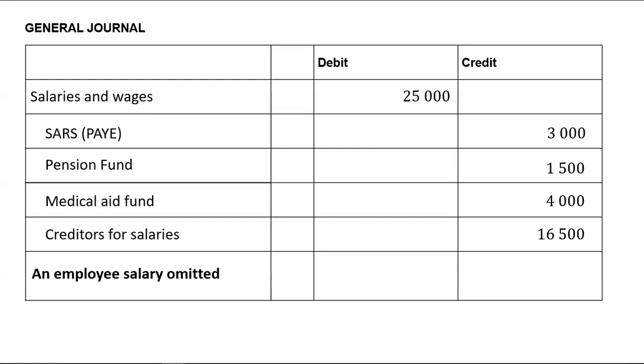Okay, so we credited liabilities in this case. We debited salaries and wages because that is an expense. Gross salary will be an expense. Towards SARS, we owe 3,000. Towards pension fund, we owe 1,500. Towards medical aid fund, we owe 4,000. And we still owe Mr. Nguni his net salary of 16,500.